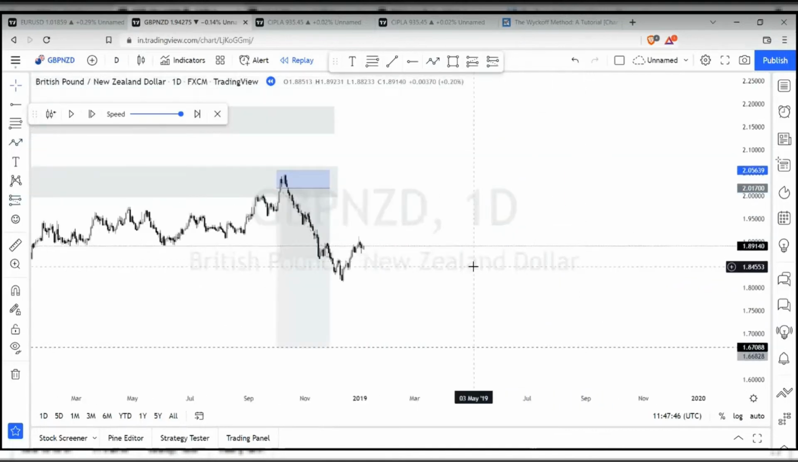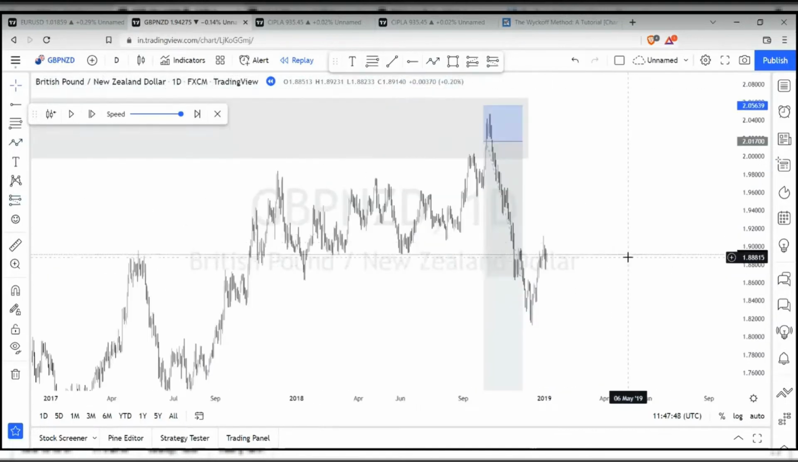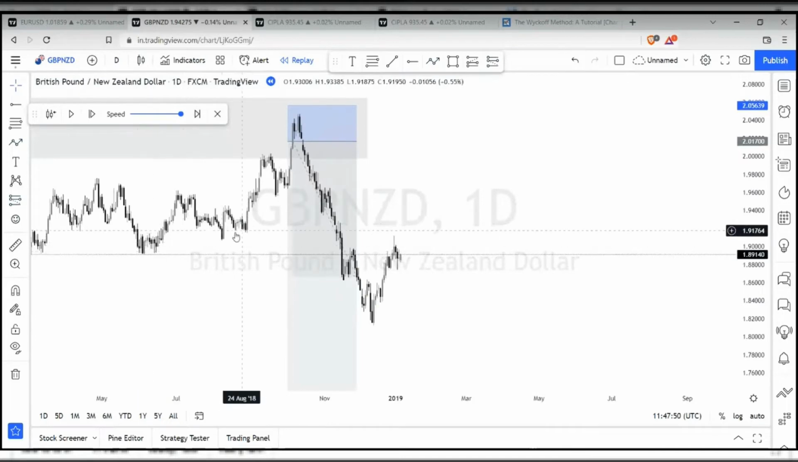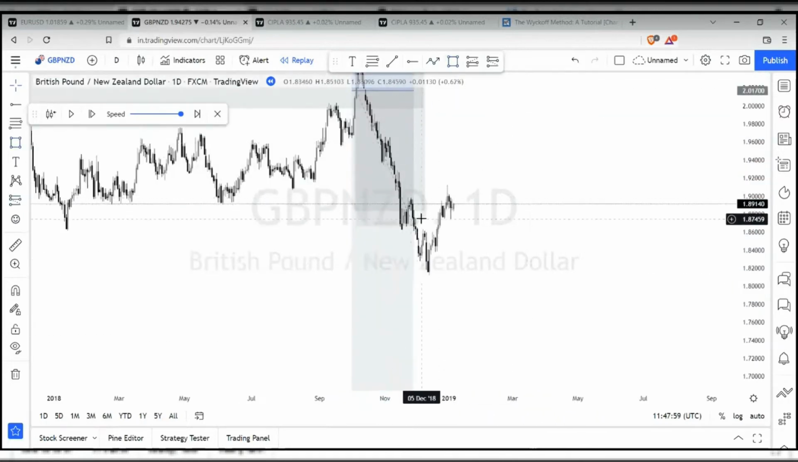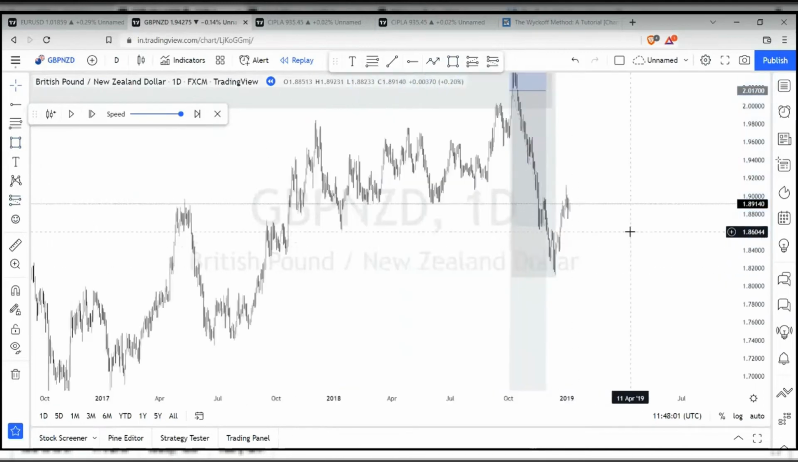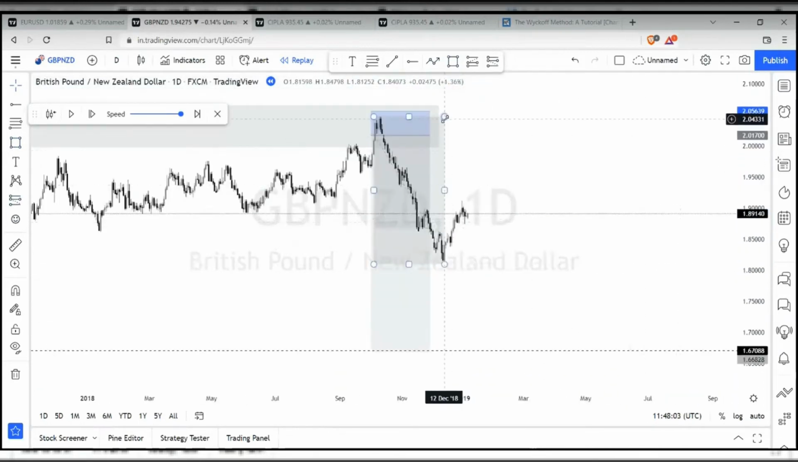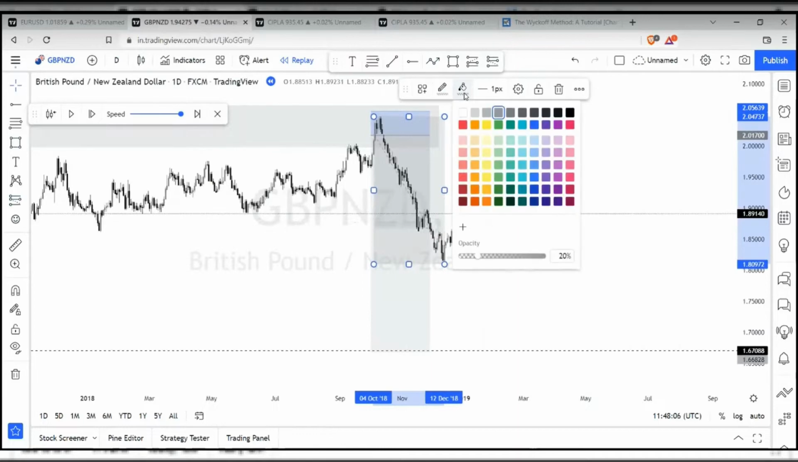Now again, what do you see? You have a break of structure right here, right here, right here. Where is this coming from? So where is your first box? Now this becomes your first box, as in our three box method. So let's give this a color. This is your first box now.